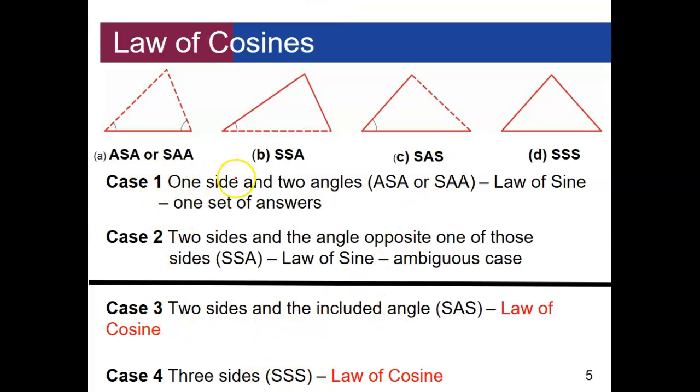We use law of cosines for some of the cases that are left. In Case 1, we looked at the angle side angle or side angle angle case, which we used law of sines on and had only one set of answers. The second case was side side angle, where we also used law of sines, but had the ambiguous case where we had to decide: was there no triangle, one triangle, or two triangles? Today we're going to look at the side angle side case, two sides and the included angle, which requires law of cosines. The other case is three sides given, the side side side case, and we use law of cosines for that one as well.